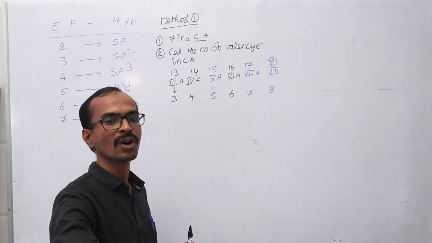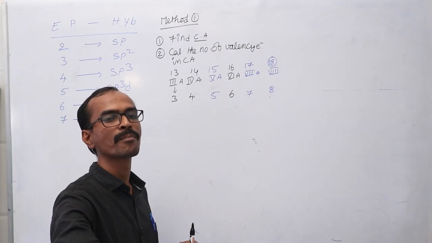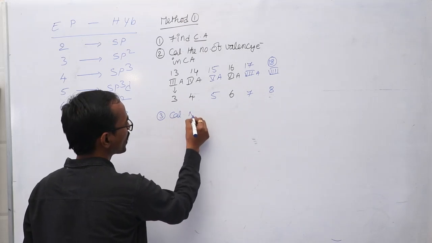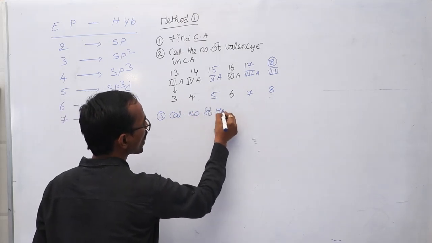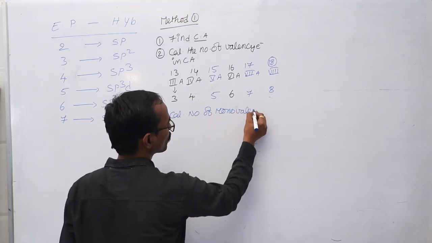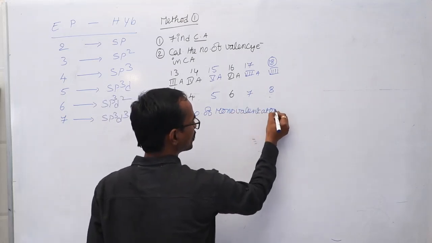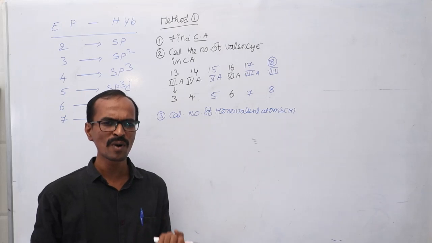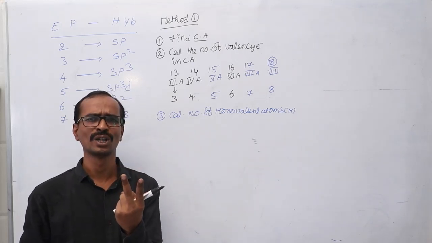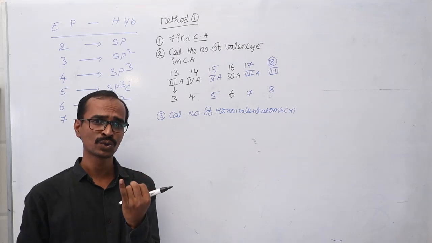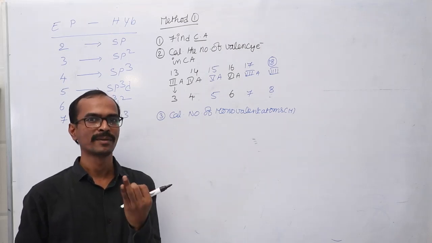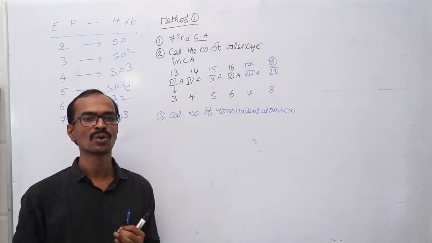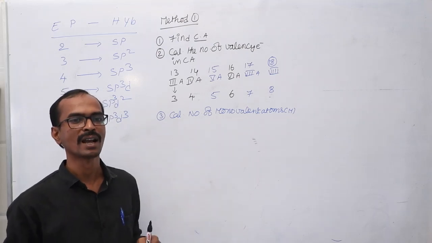After that, you have to calculate the number of monovalent atoms. Let me represent these monovalent atoms with M. Here the monovalent atoms are only two kinds, so you need not worry about that: either hydrogen or 7A group elements. What are the 7A group elements? Fluorine, chlorine, bromine, iodine. These will be the monovalent atoms. Calculate the number of monovalent atoms.